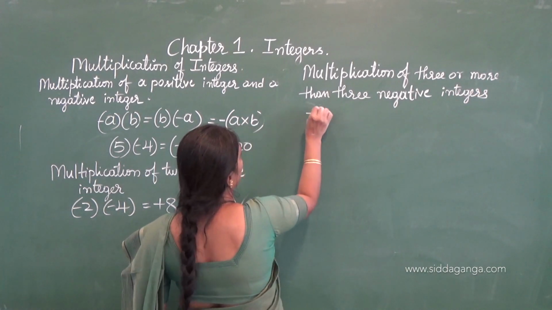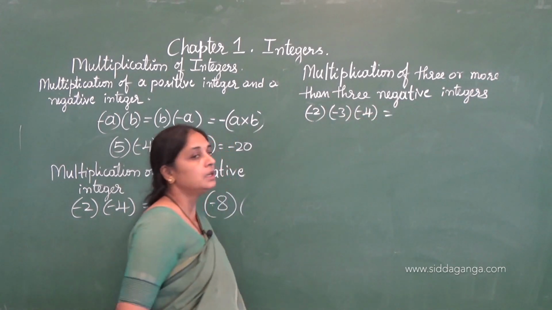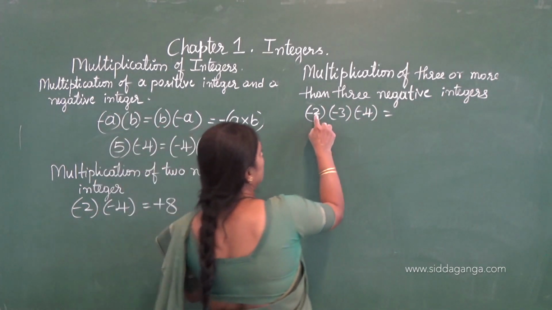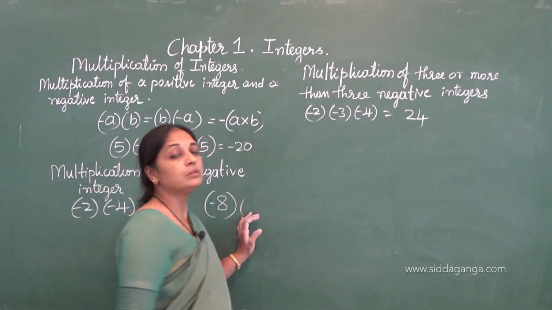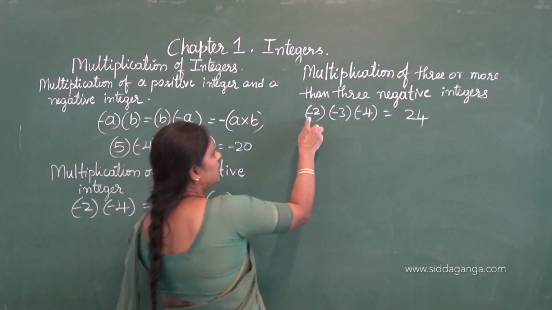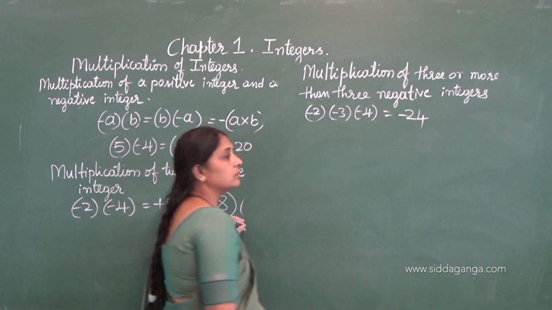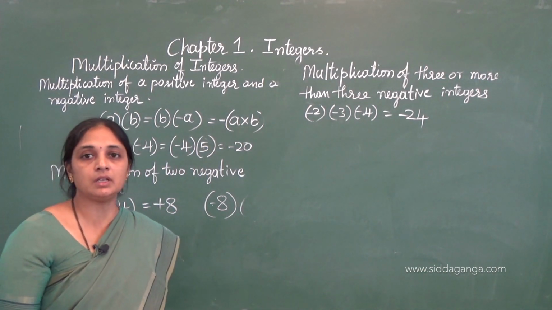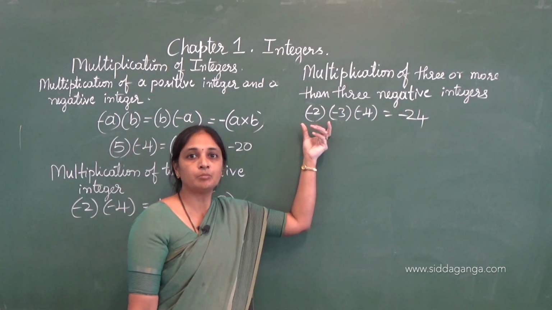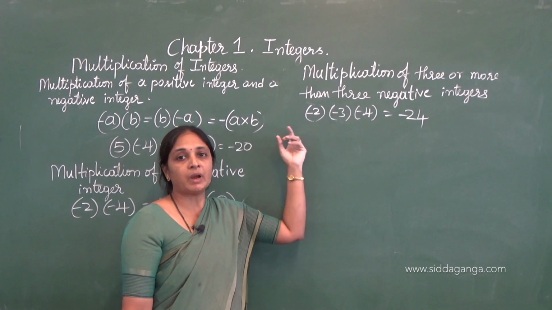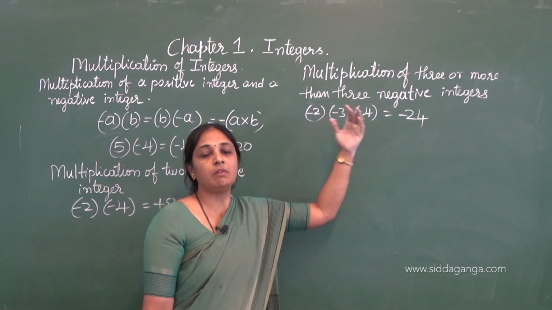We consider minus 2 into minus 3 into minus 4. What do we get? First we have to multiply the integers. 2 3s are 6, 6 4s are 24. So now multiply the sign. Minus into minus is plus, plus into minus is minus. When we multiply three negative integers, we get a negative integer only, because for the first two we get a positive sign, minus into minus is plus, then when we multiply plus into minus, we get minus.